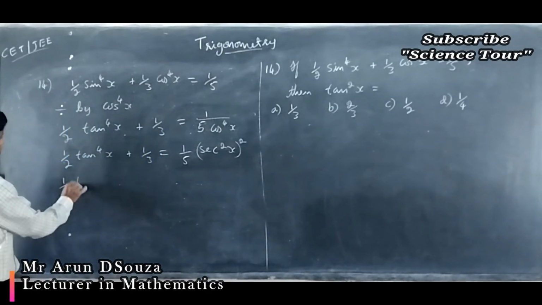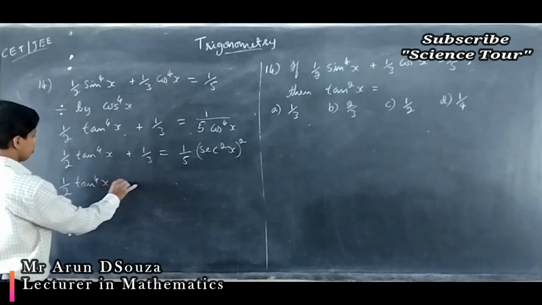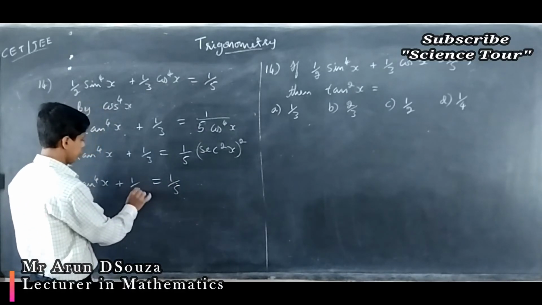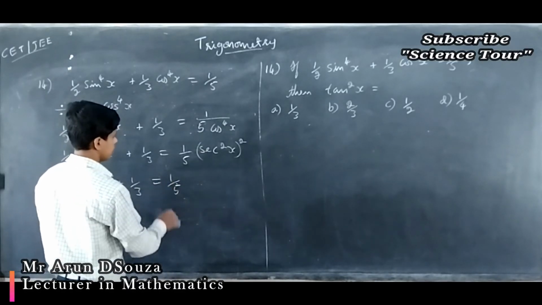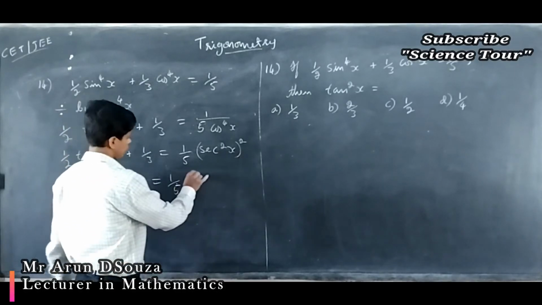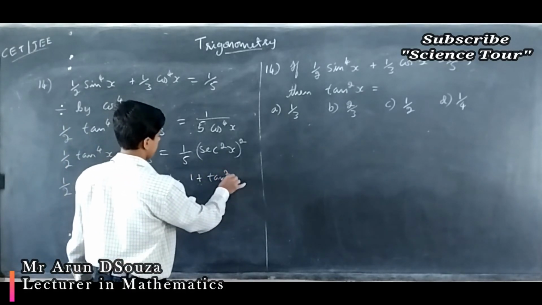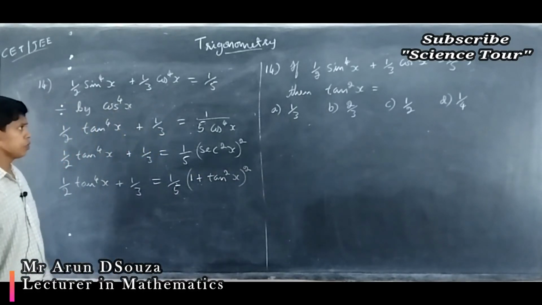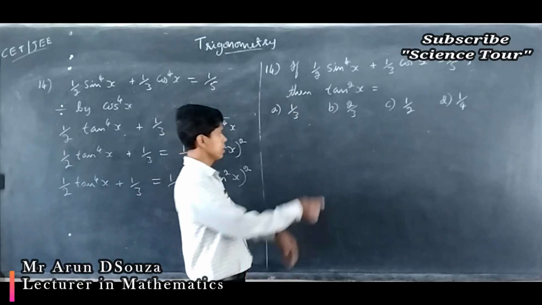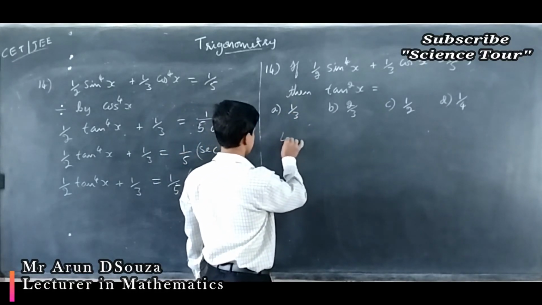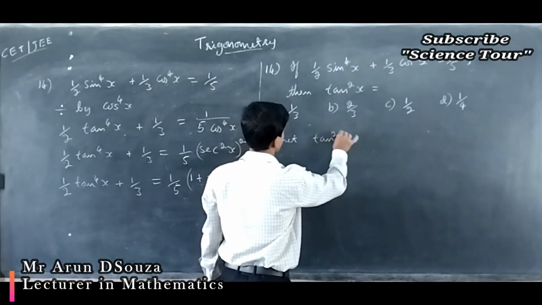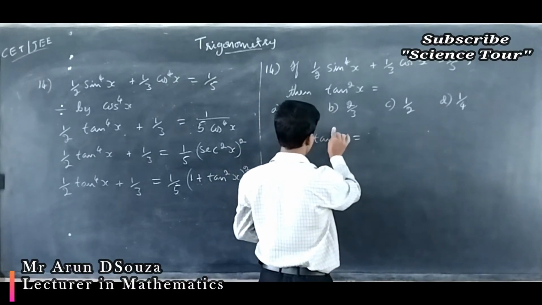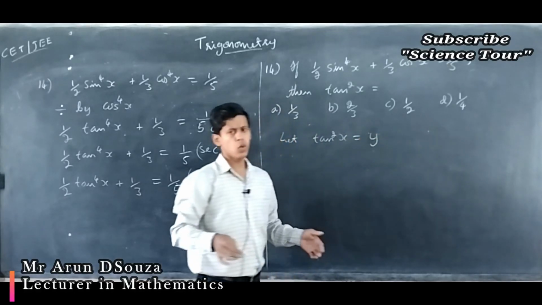Here you have got 1 by 2 tan raised to 4 plus 1 by 3 and 1 by 5. What shall we write here? 1 plus tan square. Okay, so we got tan everywhere. What do we need? We need tan square x. So what I'll do is I'll take tan square x is equal to t, or what shall I take? y. Alright, so I'll take it as y.